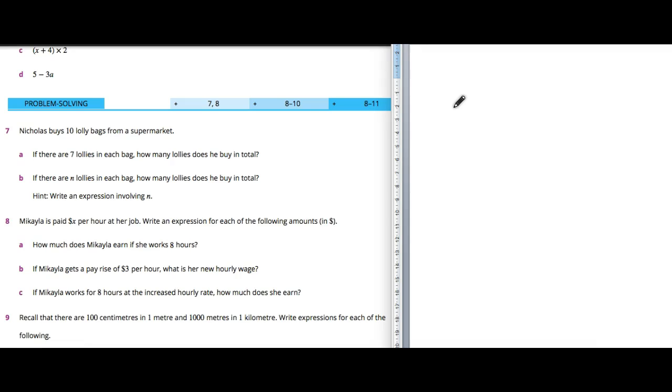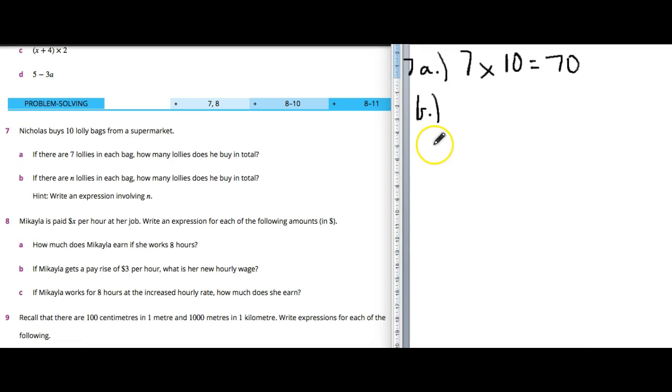Nicholas buys 10 lolly bags from a supermarket. If there are 7 lollies in each bag, how many lollies does he buy in total? That's pretty simple, isn't it? So he has 7 lolly bags. Sorry, he has 10 lolly bags and 7 lollies in each bag. Okay, so in total he has 70 lollies. It's a lot of lollies, isn't it?